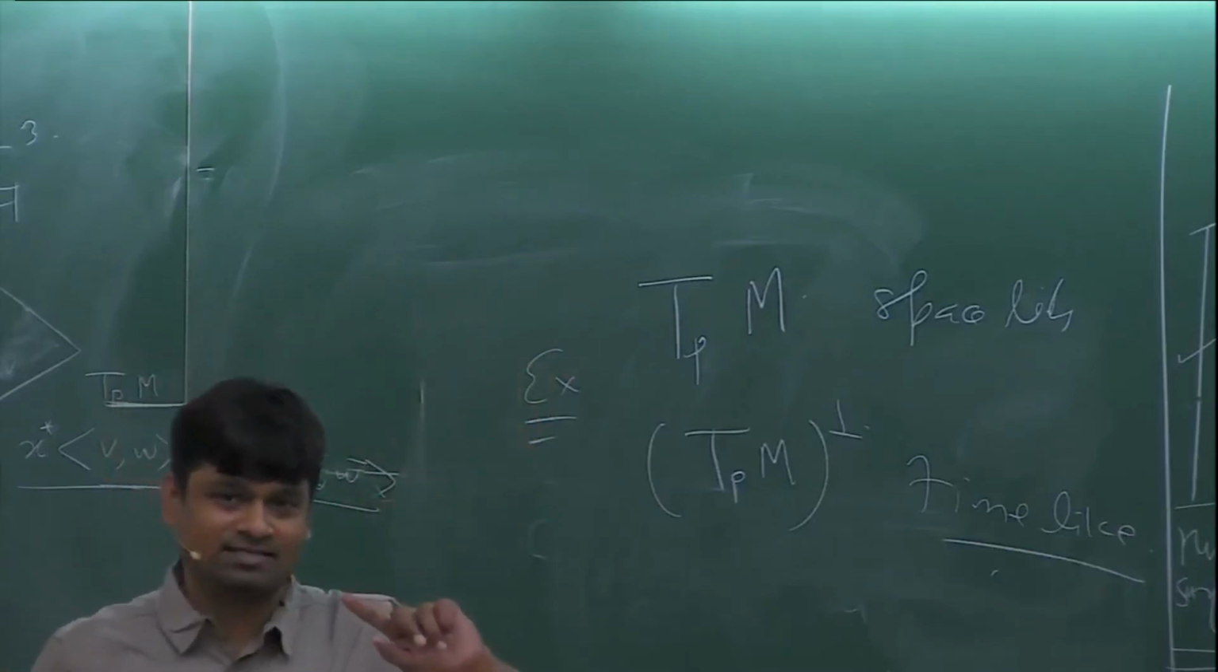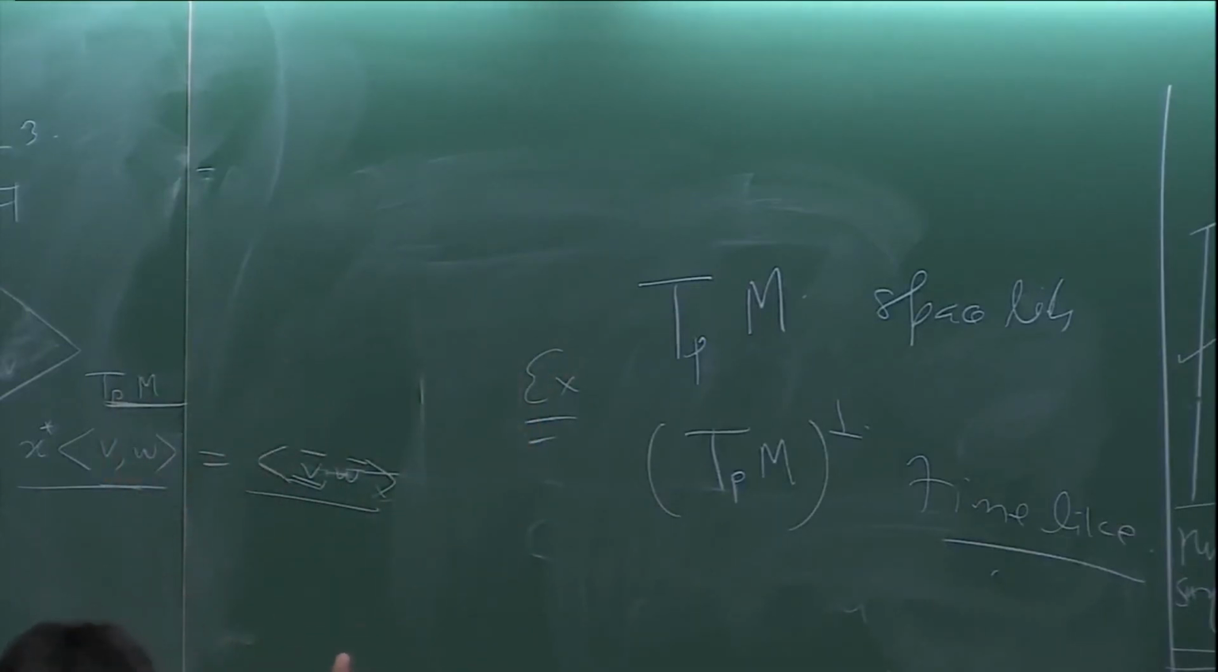In the beginning, I wrote one exercise: if V is time-like, then R V perp is space-like. So T_P M is 2 dimensional, so do it. So this is time-like. We have this information with us.